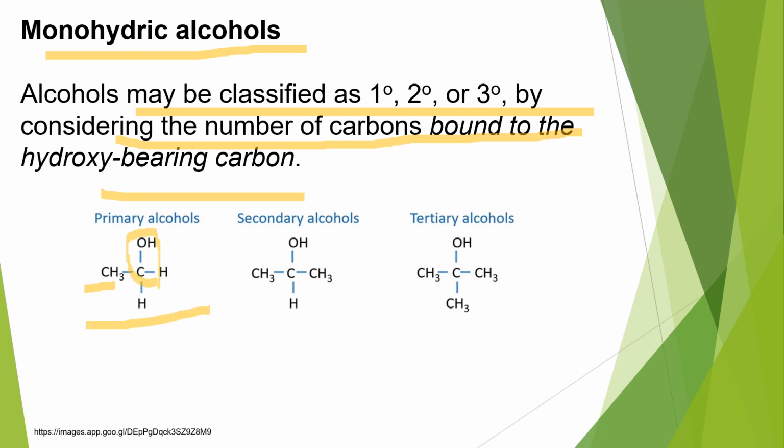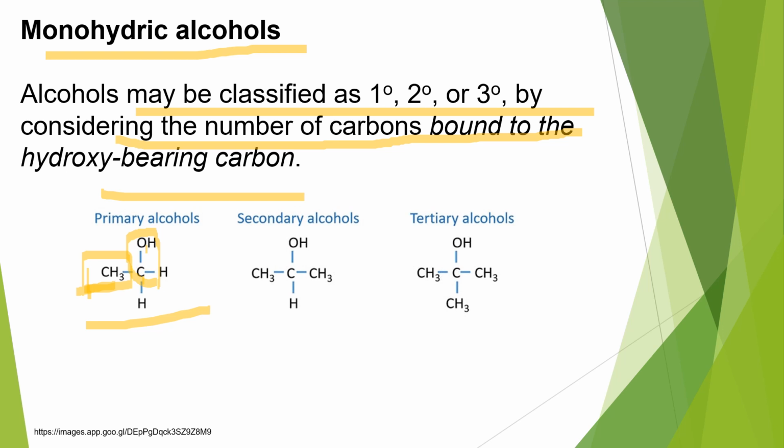We have to observe to how many carbon atoms the carbon which contains the hydroxyl group is linked. Now see in this example, this carbon which contains the hydroxyl group is bound to only one other carbon, that is CH3, isn't it? Hence this is a primary alcohol. So now I hope you understood the definition. Alcohols are classified as primary, secondary, tertiary based on the number of carbons bound to the hydroxy-bearing carbon. This hydroxyl-bearing carbon is bound to only one carbon, hence it is a primary alcohol.